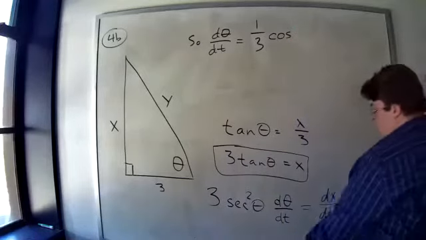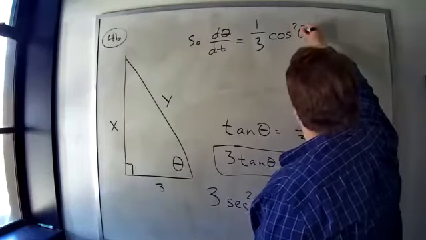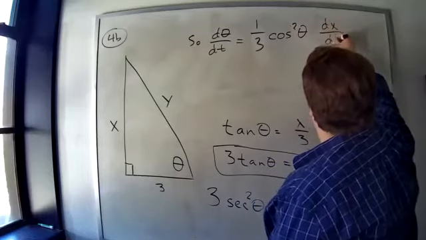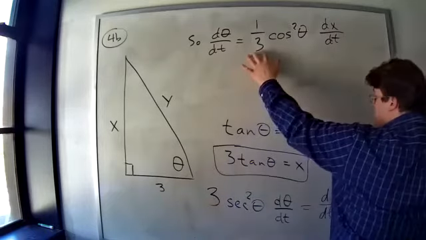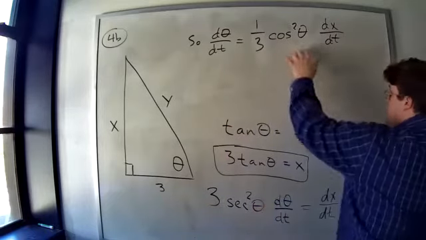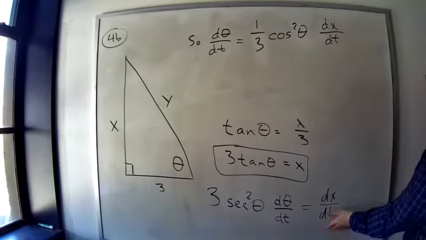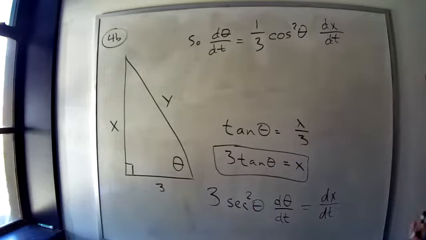Wow. Right, maybe I should slow myself down. So solve for d theta dt, divide by 3, divide by secant squared, same as multiplying by cosine squared, times dx dt.